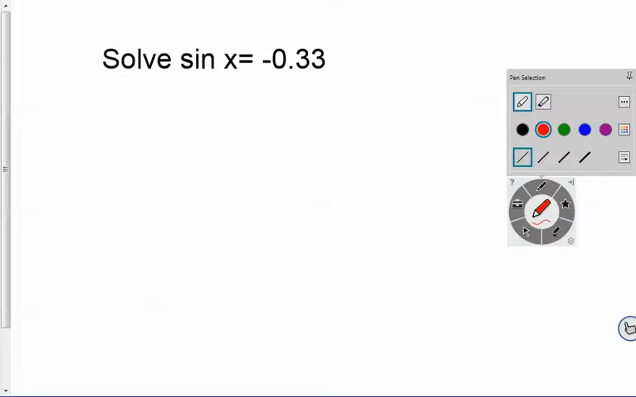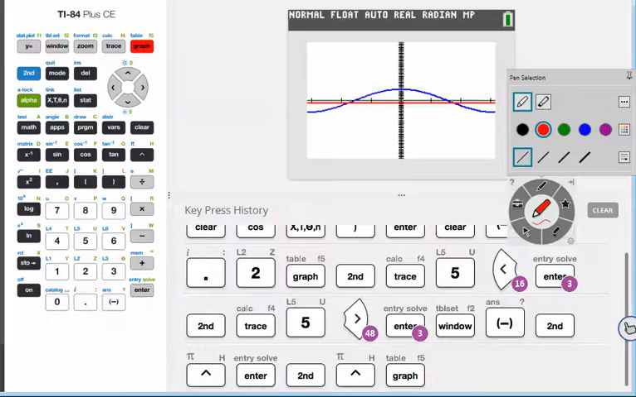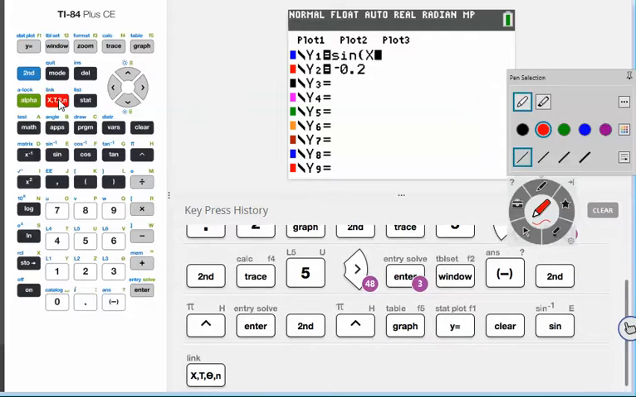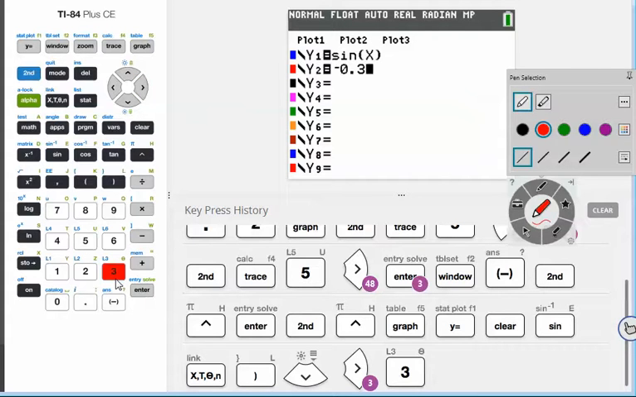Okay. This one, solve sine of x equals negative 0.33. For this one, my window is still going to be from negative pi to pi. So I'm going to plug in the sine of x, and it is equal to negative 0.33. So I'm putting in negative 0.33, and I'm going to look at my two intersections.